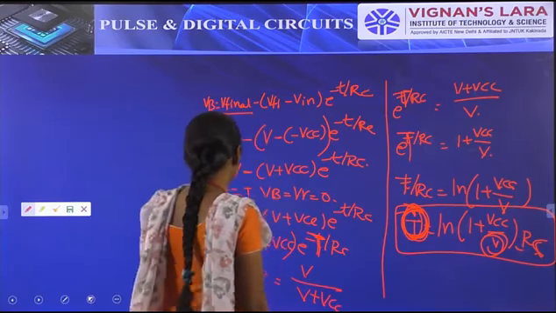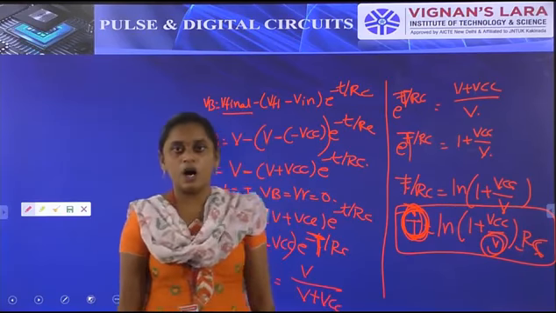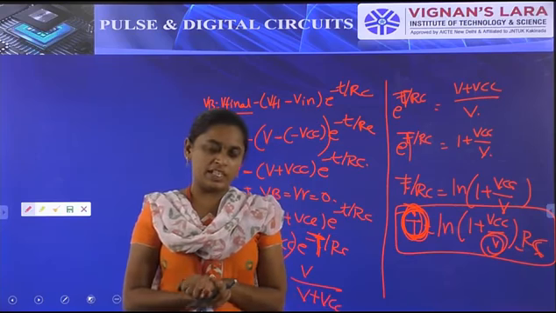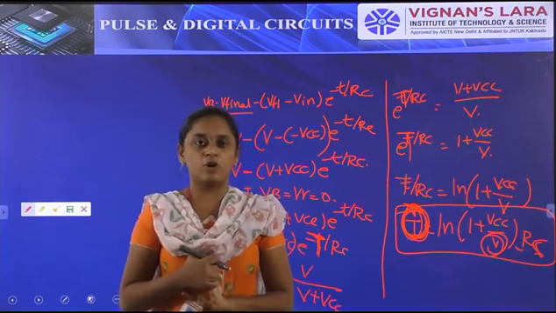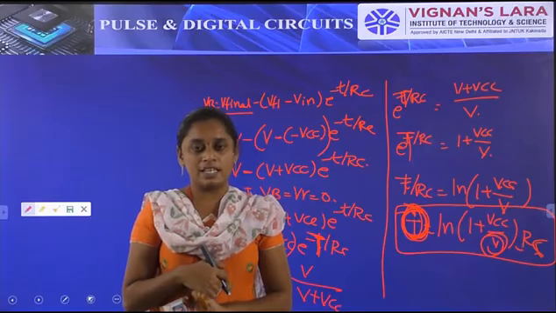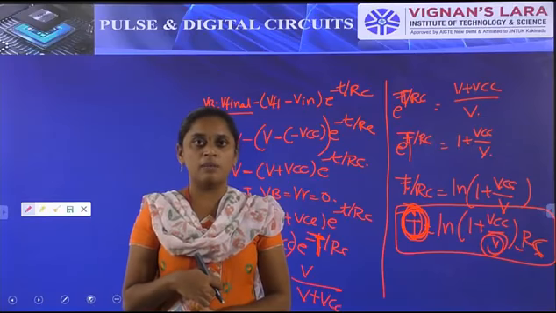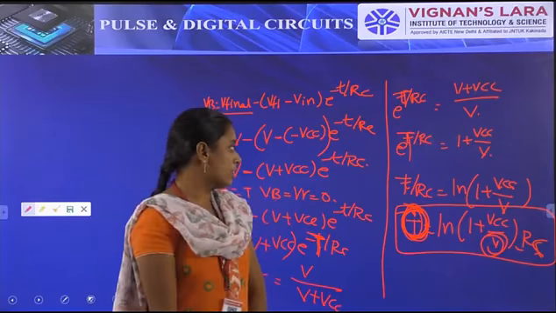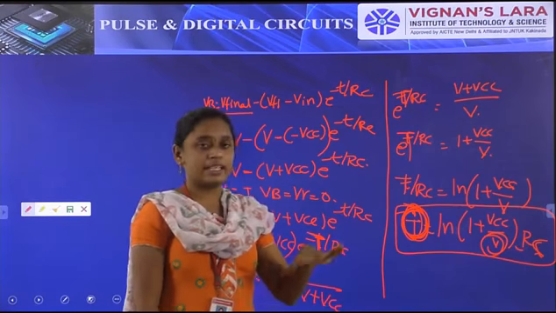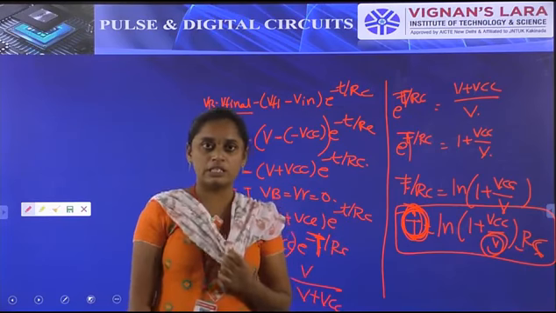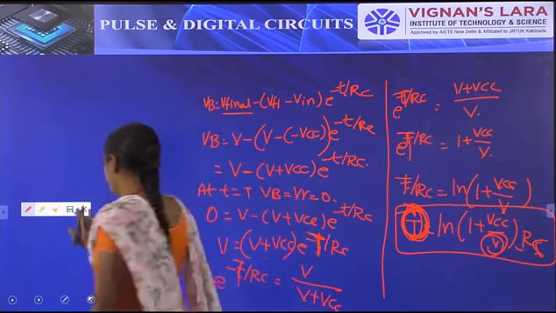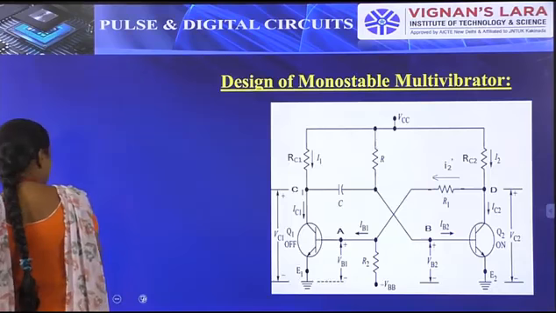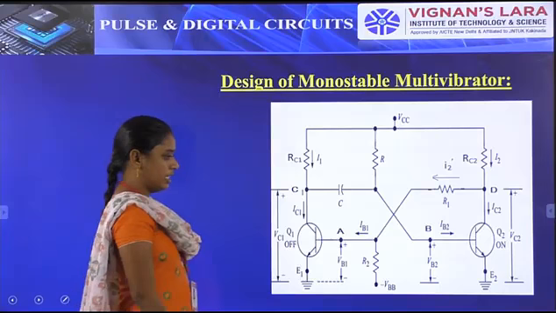Up to this we discussed what a monostable multivibrator is and what the major operation of this monostable multivibrator is. At the same time, what the pulse width of the monostable multivibrator is and how it can be used for voltage to time conversion, we discussed in this class. And the next one will be the design of the monostable multivibrator.